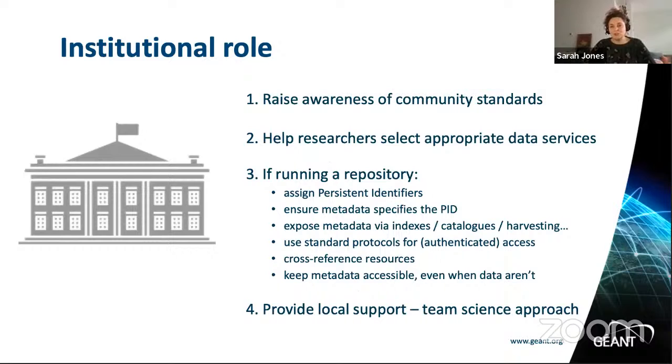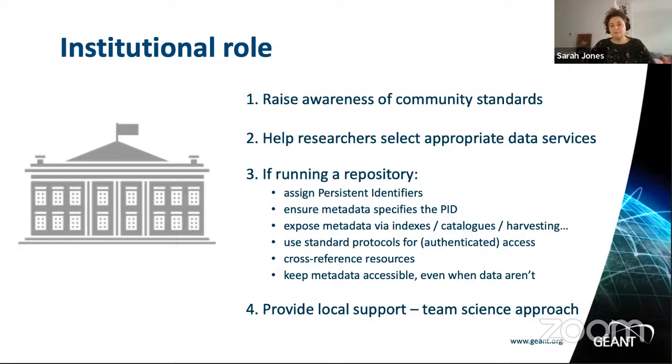In terms of the institutions, one of the key things for them to do is to raise awareness of the relevant standards and the practices that can be adopted for FAIR, and to help researchers find appropriate data services. And these may be disciplinary data services within the community that you're practicing, or there are various institutional services. So many universities, for example, will run repository services to share data and to make it available to others.